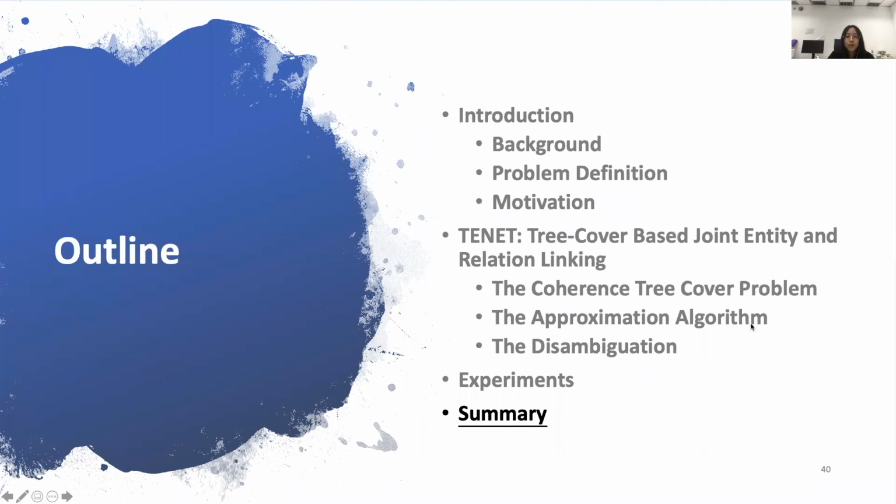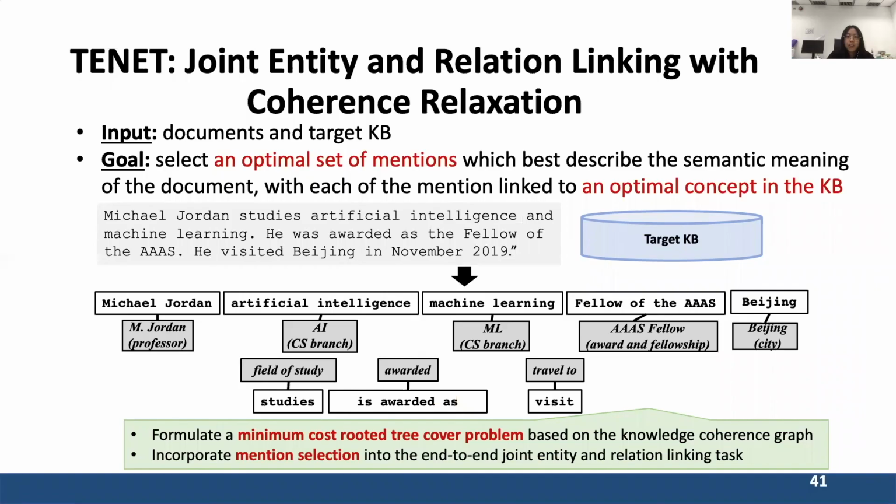And finally, we conclude our talk with a summary. We studied the problem of joint entity and relation linking with coherence relaxations. The input of the problem is documents and a target KB, and our goal is to select an optimal set of mentions which best describe the semantic meaning of the documents, with each of the mentions linked to an optimal concept in the KB. So we propose TENET as a solution which formulates a minimum cost rooted tree cover problem based on the knowledge coherence graph constructed from the document context and incorporates mention selection into the end-to-end joint entity and relation linking task.